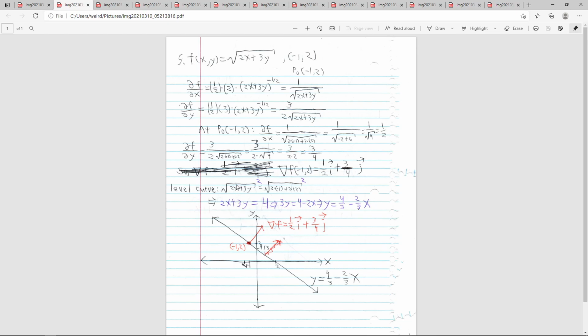In the level curve, I just had this function squared equals the square of its value, so you get 2x plus 3y equals 4. Eventually you just solve for y, and you get another line. But I think there's more to this section that matters. You can look at these and you should understand them.